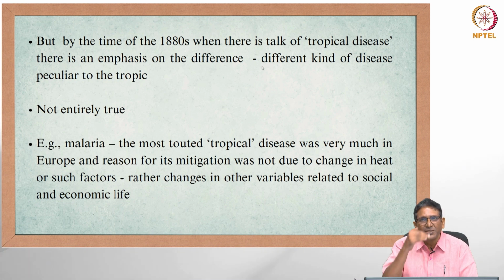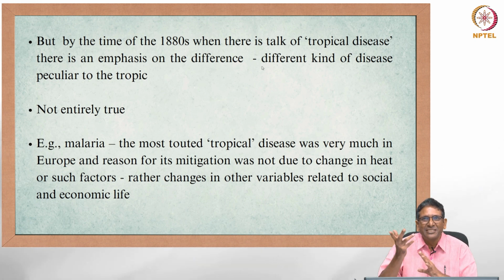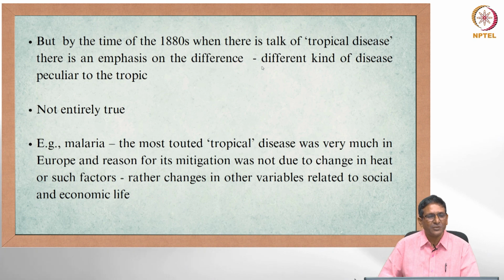And of course, they had managed to bring it down or eradicate it to a considerable level. But the reason for that was not because there was some change in the temperature or some other change in the physical geography of the place, but rather that mitigation was done due to efforts in other directions. So, for instance, improvement in socio-cultural aspects, economic aspects of life.